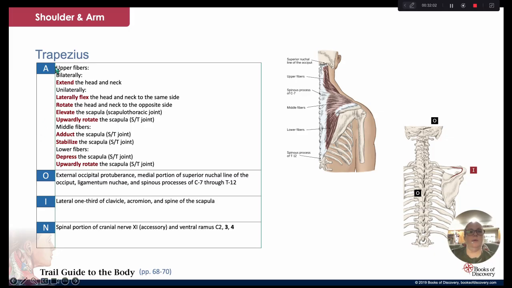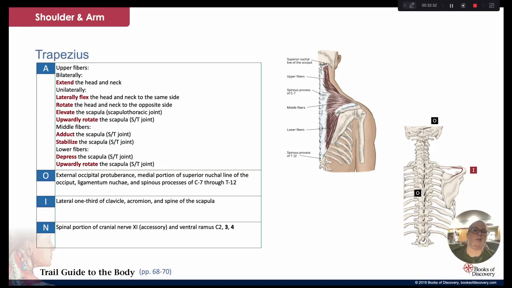Anyhow, what does the trapezius do? You're going to see some words in here called bilateral and unilateral. Bilateral means both sides are working together. Unilateral means one side is doing the work, okay? So bilaterally together, they help to extend the head. If your head was in a flexed position, these are going to contract to bring your head back into neutral or to look up at the ceiling.